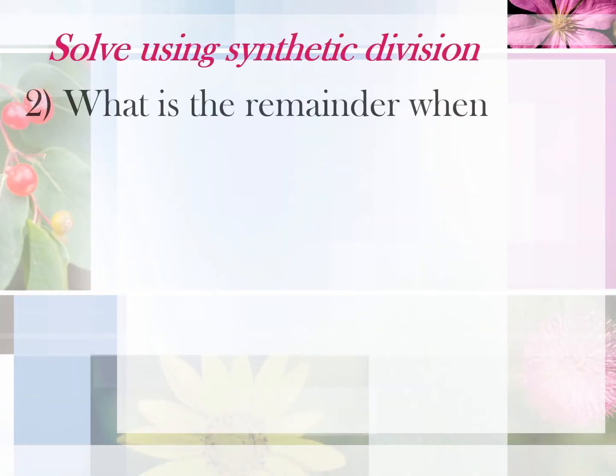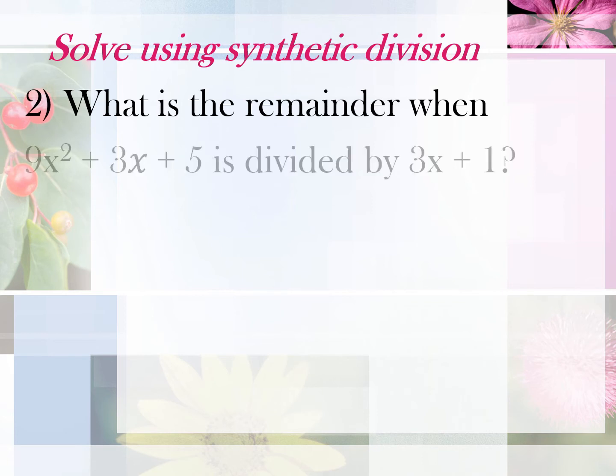Okay, let's solve our second example using synthetic division. First, what is the remainder when 9x squared plus 3x plus 5 is divided by 3x plus 1? So, yung una natin gagawin ay i-check kung naka-arrange yung ating power of x at saka kung kompleto. So, medyo kompleto naman. We have 9x squared plus 3x plus 5, x squared, tsaka x, and constant.